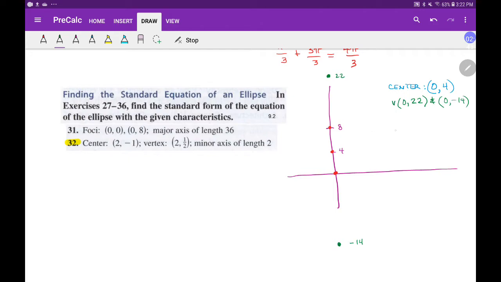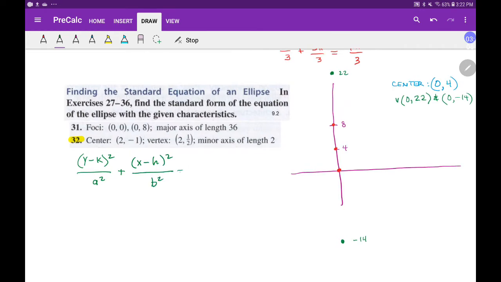Well, this is a vertical ellipse, so I'm going to say it like this. I've been advocating to put y first when we can. And why shouldn't y get to go first sometimes? It does with the hyperbola. So we'll put y first, and it gets the a.